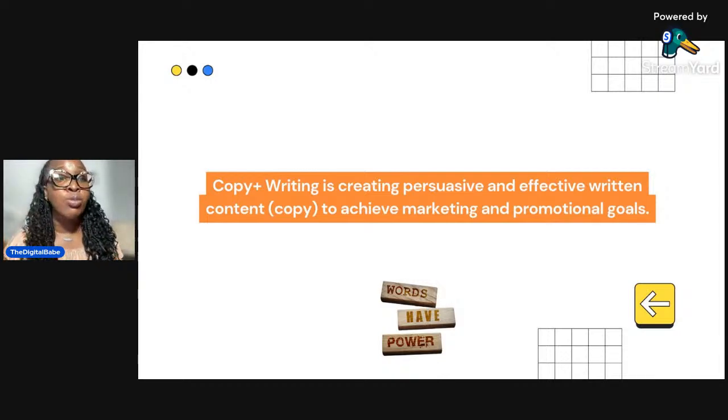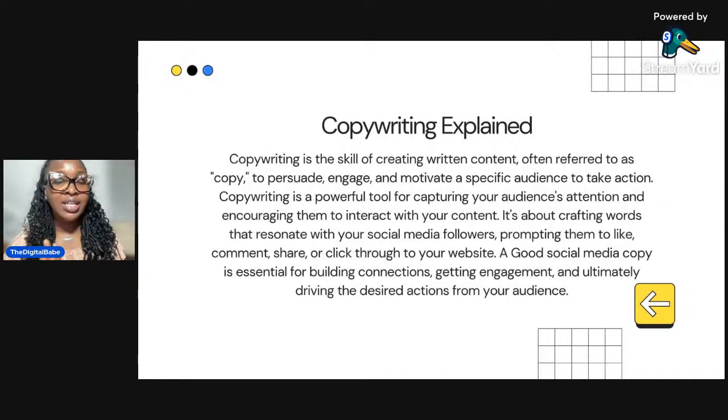So copywriting helps you to advertise your product. It helps you to market. It persuades your buyer, oh, this is why I think you should buy this. This is why I think you should buy that. So that's where copywriting comes in, right? And then now copywriting explains. So I'm going to explain the full thing.